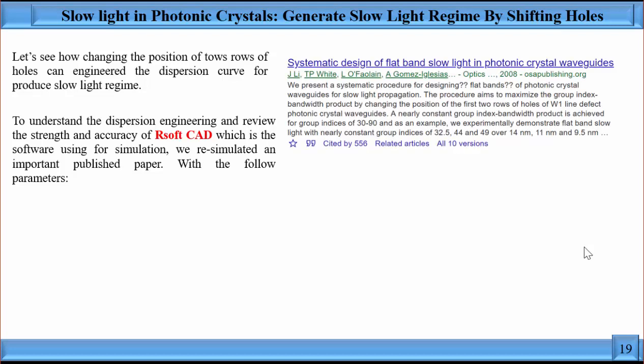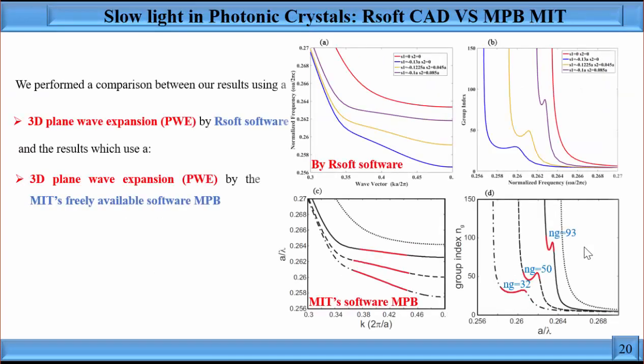To understand dispersion engineering and review the strength and accuracy of RSoft CAD, which is the software we use for simulation, we resimulated an important published paper with the following parameters. Slide 20. RSoft CAD vs MPB MIT. We performed a comparison between our results using a 3D plane wave expansion, PWE, by RSoft software, and the results which use a 3D plane wave expansion, PWE, by MIT's freely available software MPB. The results are totally equivalent.